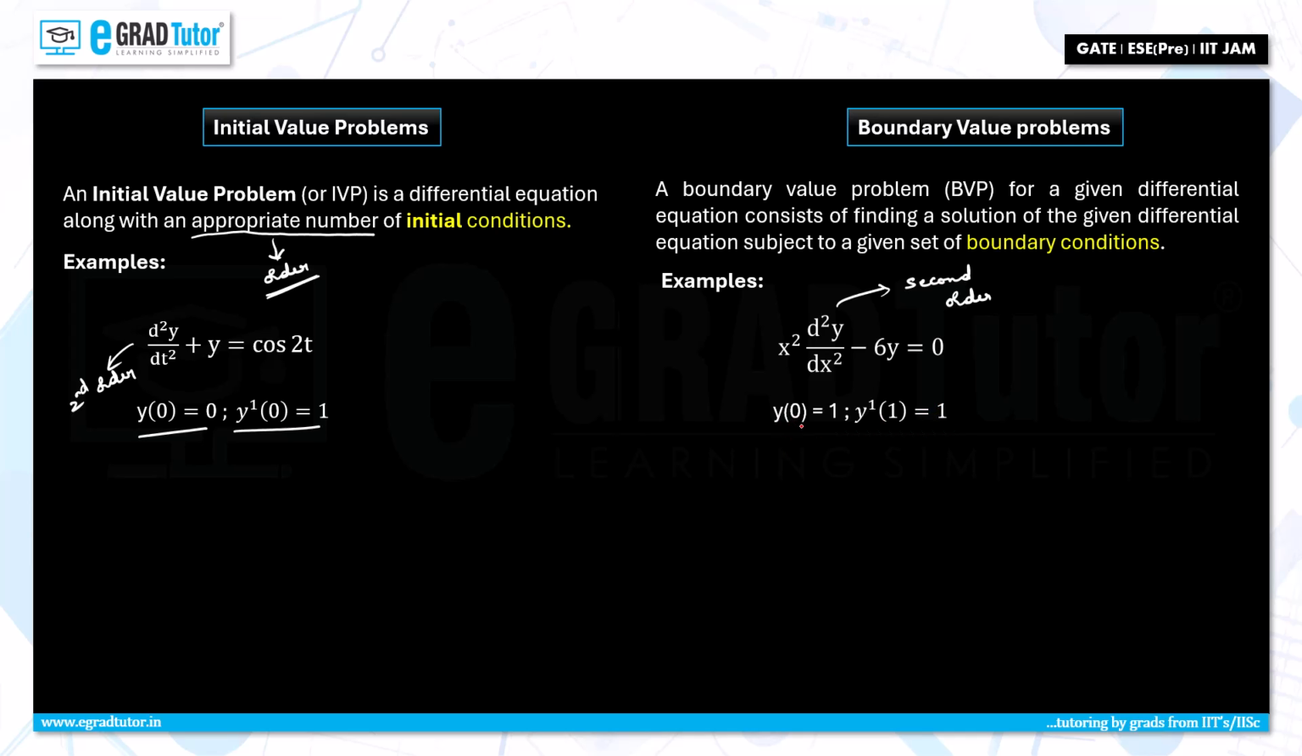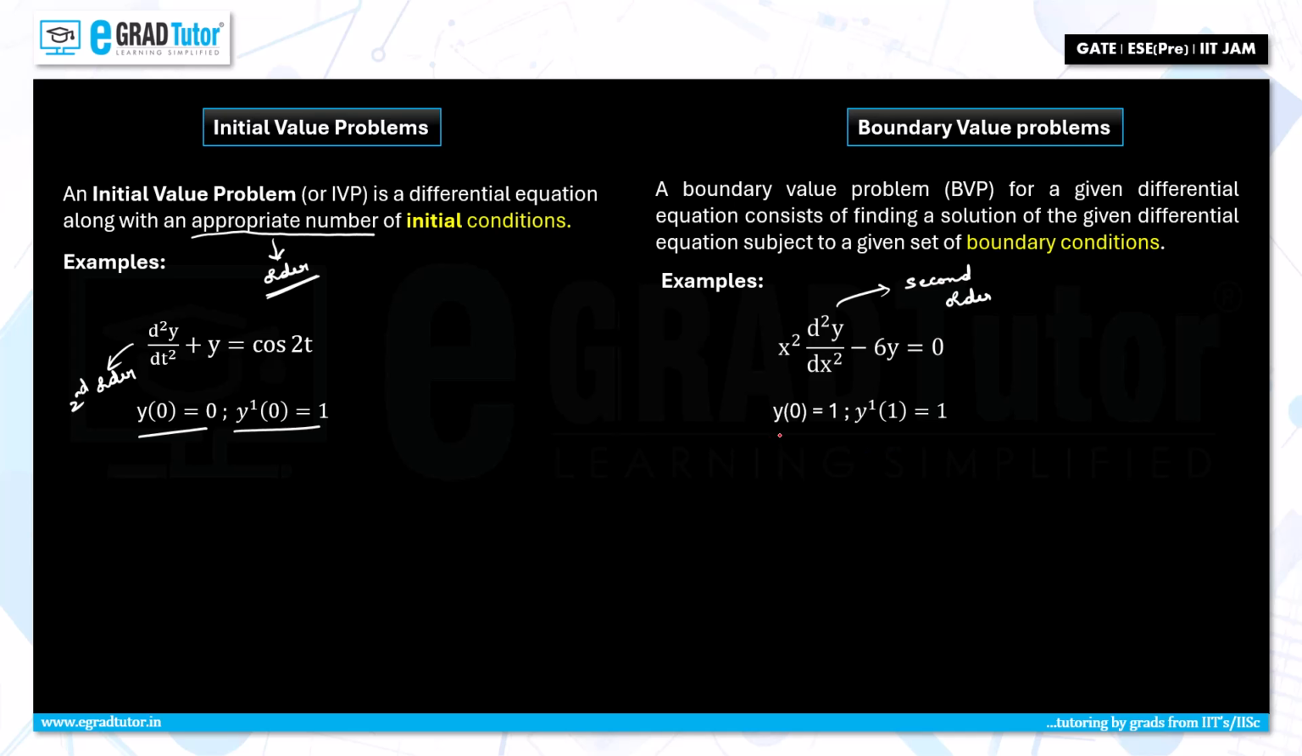Here the 0 that you are seeing is not the 0 which you see in an initial value problem. This 0 and 1 are the coordinates or the locations of the boundaries for a given problem. So this is value of y at a boundary 0. This is value of y dash at a boundary 1. That's how you have to read a boundary value problem.